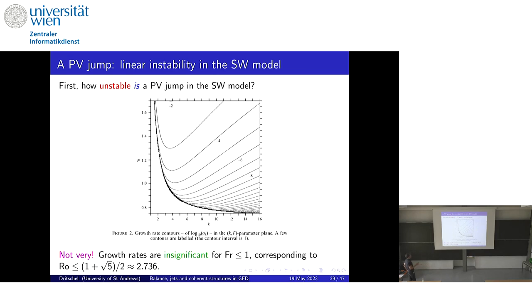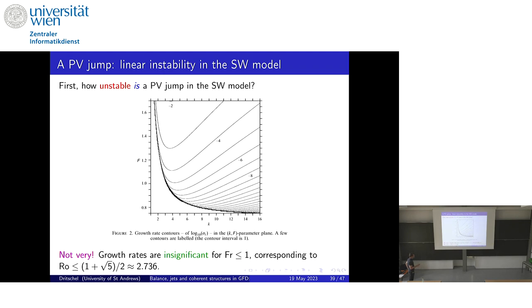And now, how unstable is a PV jump? So here's the stability diagram. The Froude number of 1 is here. A Froude number of root 2, which is sitting here, corresponds to Rossby number 1. Everything above Rossby number 1, there's potential instability. Below Rossby number 1, it's stable. And Rupert Ford actually showed that using Ripa's theorem to prove that.